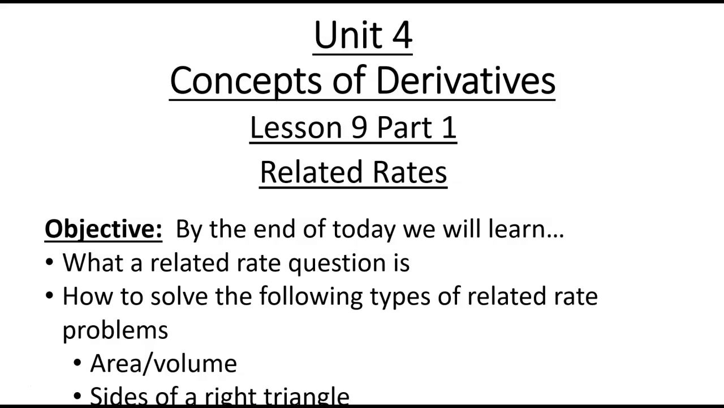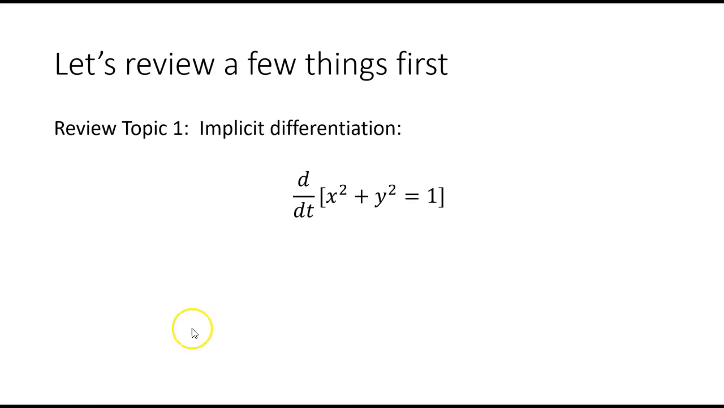So first of all, we're going to talk about what a related rate question even is, and then we'll talk about how to solve two specific types. Ones that pertain to area and volume, and ones that pertain to the sides of right triangles. And then on the next day, we're just going to continue looking at more types of problems that are commonly asked regarding related rates. So we're going to have to review a couple topics, though, before we get started.